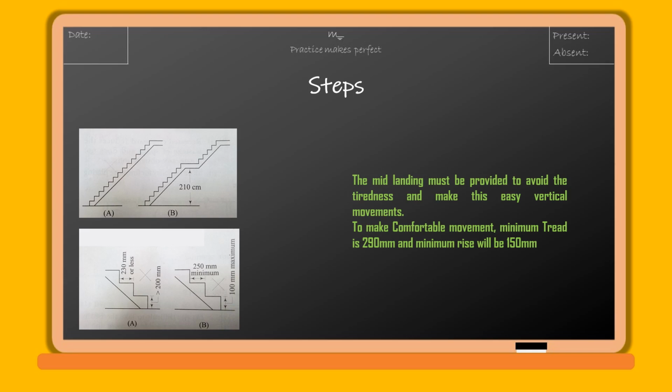Nowadays, steps and staircases are used not only for vertical movement, but also for better appearance. Additionally, we need comfort when using the staircase. So a mid-landing must be provided to avoid tiredness and make vertical movement easy. To make movement comfortable, the minimum tread is 290 mm and the minimum rise is 150 mm.